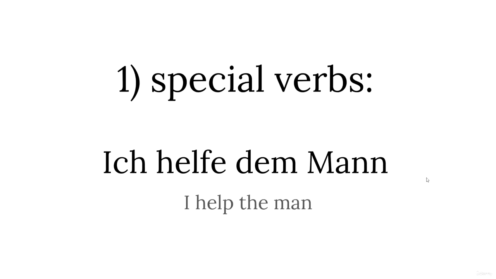Another special verb is helfen, to help. To help someone. This someone is always going to be in dative. Ich helfe dem Mann. I help the man. Wem helfe ich? Ich helfe dem Mann. So dem Mann is going to be the answer to the question, wem helfe ich. And because dem Mann is originally der Mann, and der in dative changes into dem, you say dem Mann.